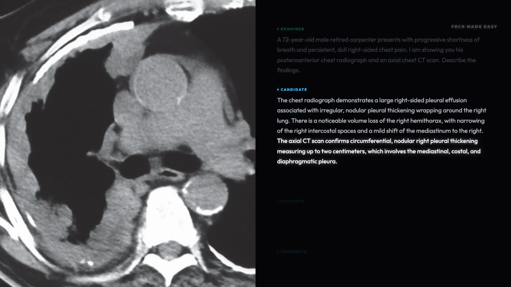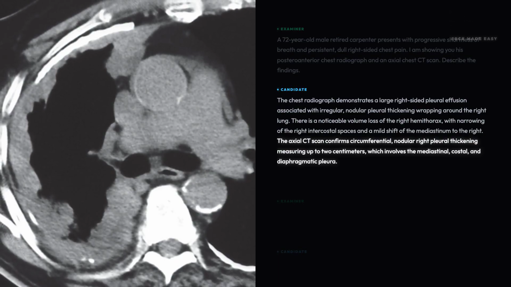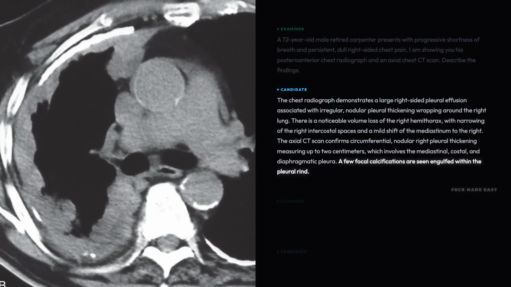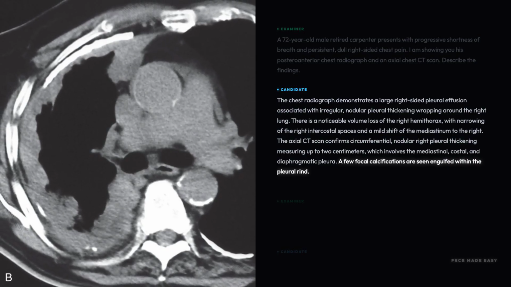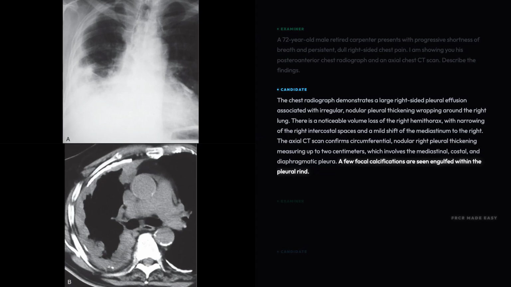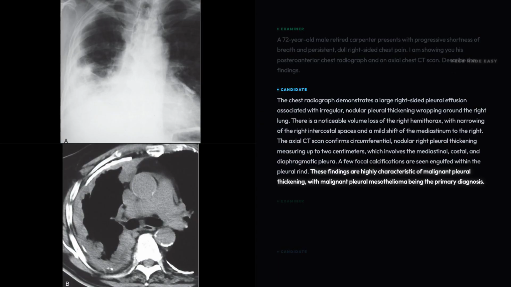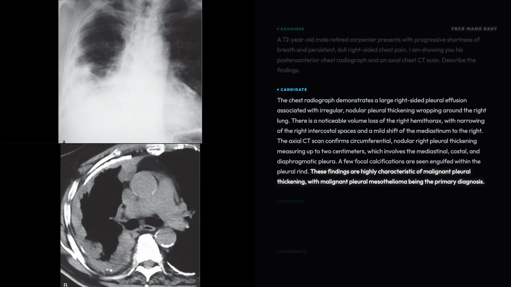The axial computed tomography scan confirms circumferential nodular right pleural thickening measuring up to 2 centimeters, which involves the mediastinal, costal, and diaphragmatic pleura. A few focal calcifications are seen engulfed within the pleural rind. These findings are highly characteristic of malignant pleural thickening, with malignant pleural mesothelioma being the primary diagnosis.